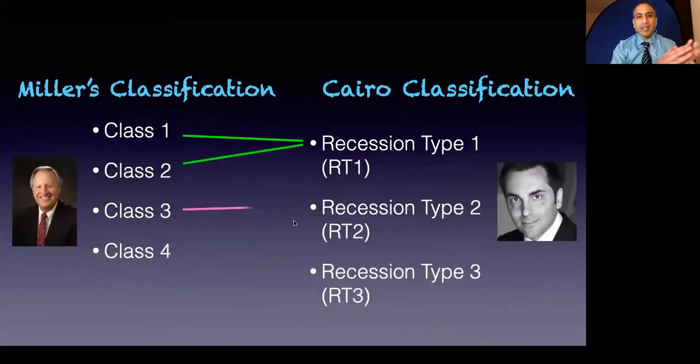Now, it doesn't always match up, but for the most part, Miller class 1 and class 2 is somewhat congruent with an RT1. A class 3 Miller is congruent with an RT2, and a class 4 Miller is congruent with an RT3 Cairo classification. But sometimes you can have a Miller class 3 with an RT1, for example, right? So it's not an exact science, but for the most part, they line up fairly well.